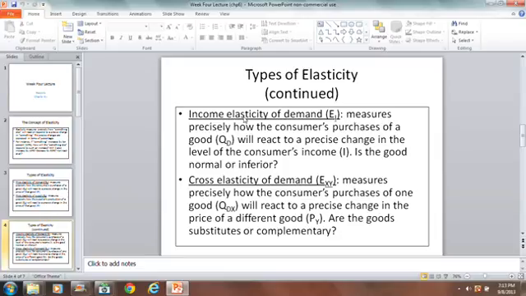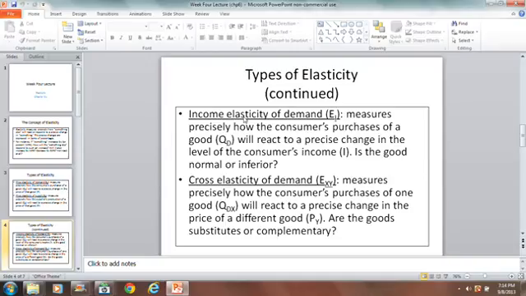So income elasticity of demand is just a simple way of determining whether a good is normal or inferior. Alright, cross elasticity of demand also has linkage back to chapter 3. Cross elasticity of demand is a way of determining whether two goods are substitutes or complementary. In the case of substitute goods from chapter 3, when the price of one would go up, the demand for the other would go up. So there was a positive relationship between the price of one and the demand for the other good when they were substitutes.